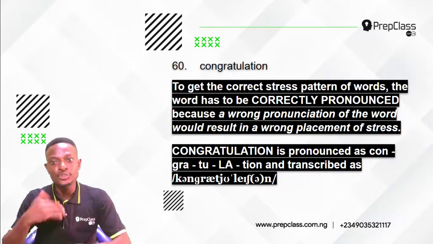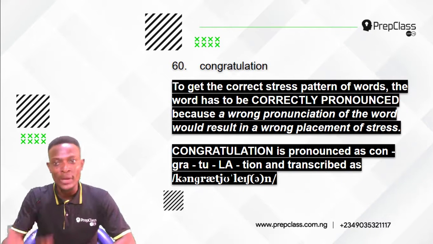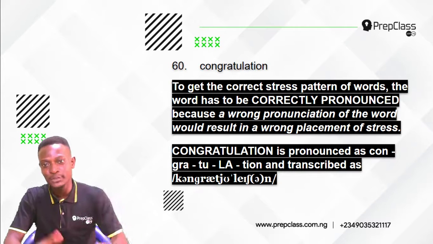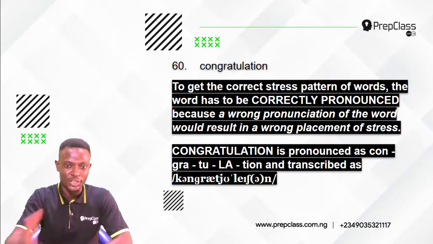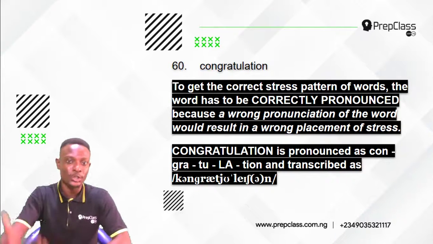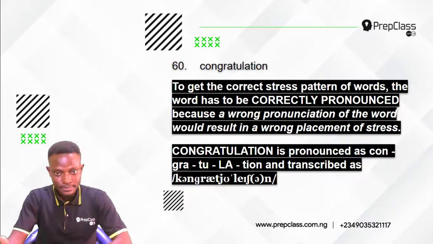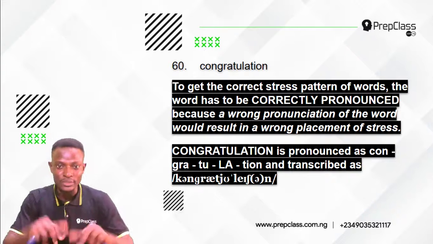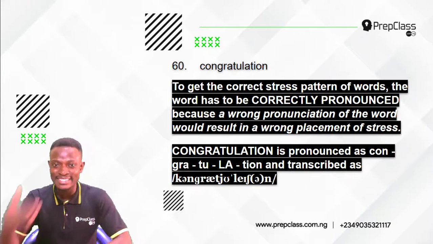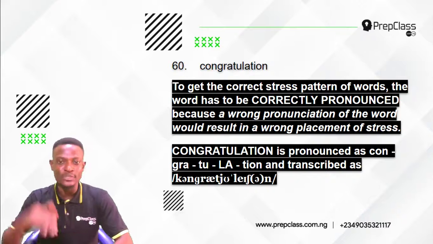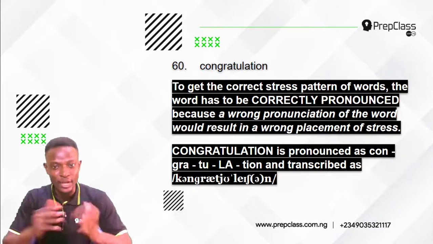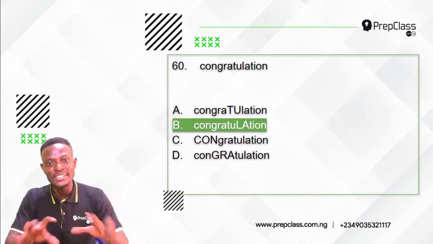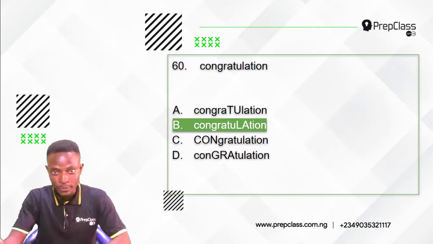To get the correct stress pattern of words, the word has to be correctly pronounced, because a wrong pronunciation of the word would result in a wrong placement of stress. Now, congratulations is pronounced as seen on the screen. Congratulations. So the stress falls on lay. We can see the transcription of congratulations on the screen. We can also see the stressed syllable written in capital letters is lay. Lay is pronounced louder and longer compared to any other syllable. So the answer is option B. Lay receives the stress in the word congratulations.